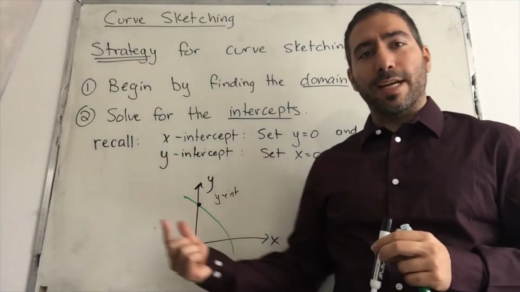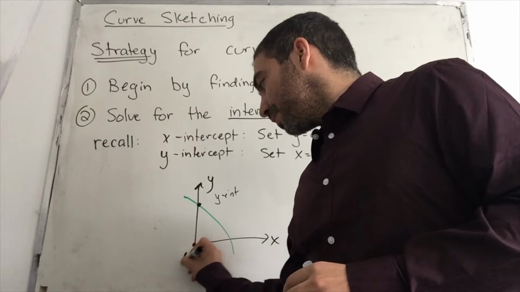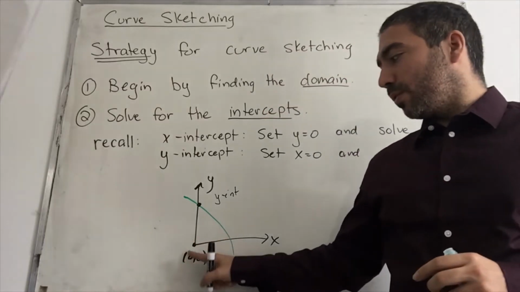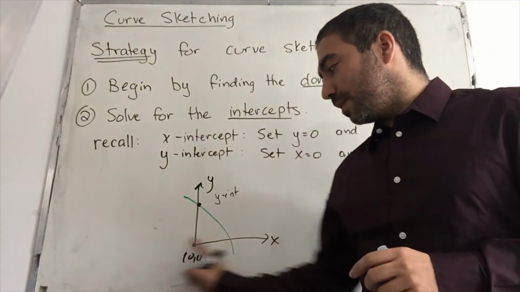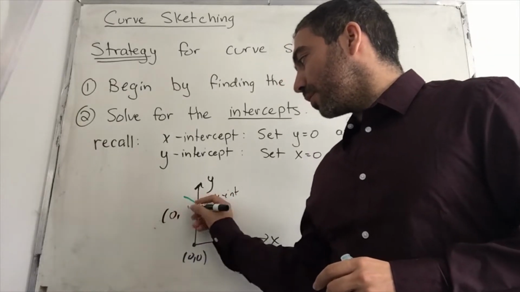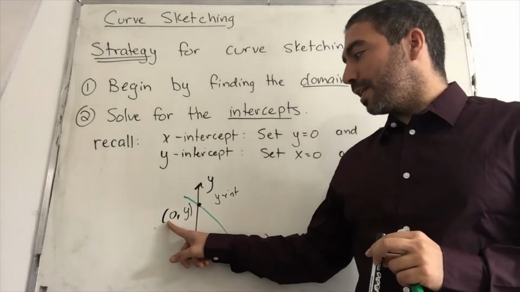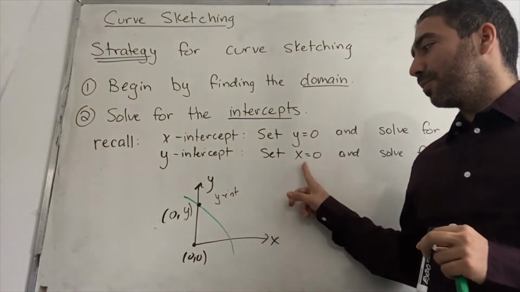It's where it intersects the y-axis. And what do we know about this point? Well, we know this is the point 0, 0. So we know that this point here on the x, it didn't move. We're going straight up. So this point here is the point 0, comma, y. So we know that whenever we're looking for the y-intercept, you're setting your x to 0. That's what we have written here.